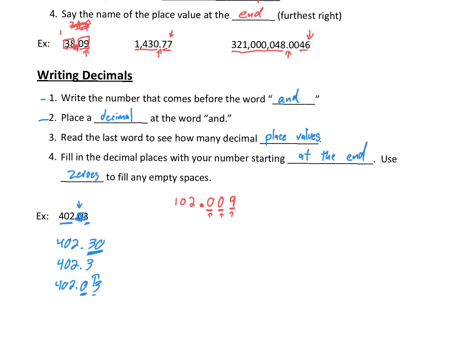Let's give you another one. 26 and 54/100ths. The 4 should be in the hundredths place. We're not annexing any zeros.